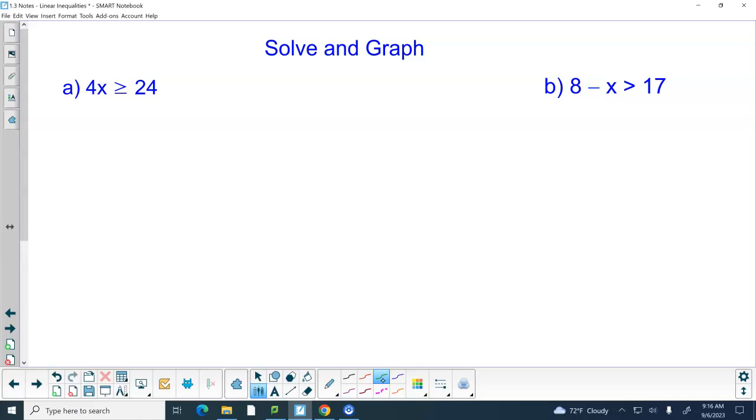Am I multiplying or dividing by a negative number? No, so nothing changes. Okay? So when I say here, okay, we're going to divide by 4, then we get x, that's my answer. Then we get x is greater than or equal to 6.